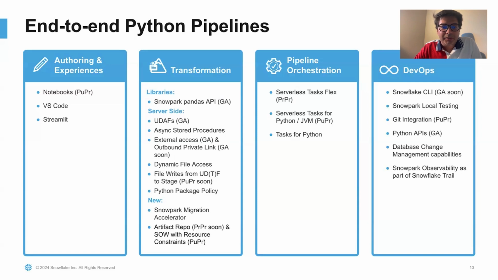I'm also excited to share that external access, which was already available in GA, now comes with outbound private link, which is going to be GA soon on Azure, as well as in public preview on AWS. We already had made dynamic file access available as part of unstructured data processing. I'm excited to share that file writes, which is a natural complement of file reads, is going to be available in public preview to help with all the unstructured data processing use cases.